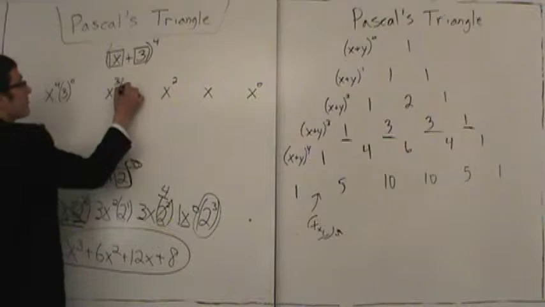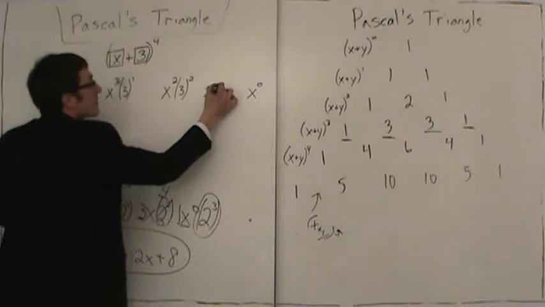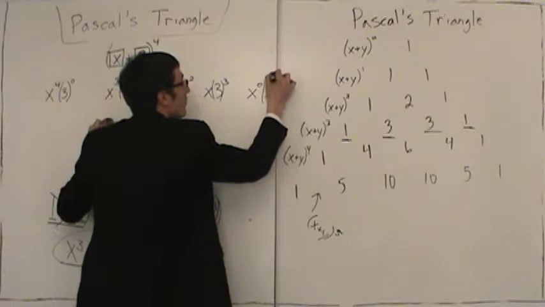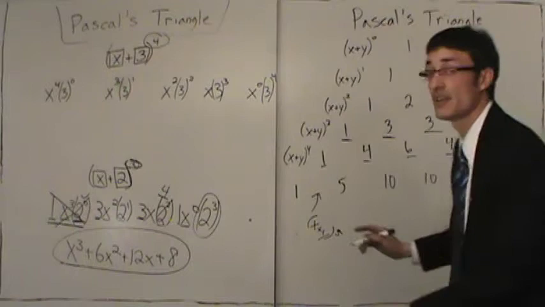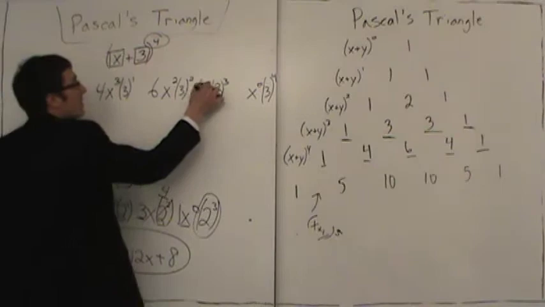Okay, so then we have 3 to the first, then 3 to the second, 3 to the third power, and then 3 to the fourth power, running out of space there. And now put your coefficients. Look at the row for x plus y to the fourth. So looking at the fourth power, we have 1, 4, 6, 4, 1. So we're going to put a 1, a 4, a 6, a 4, and a 1.